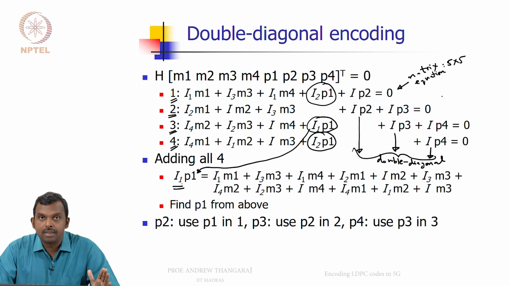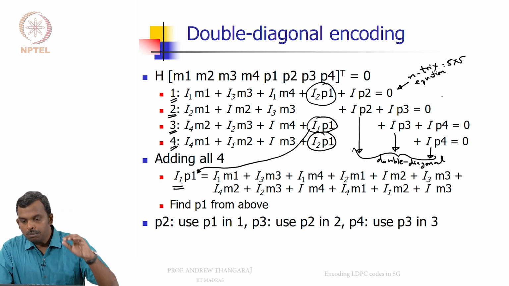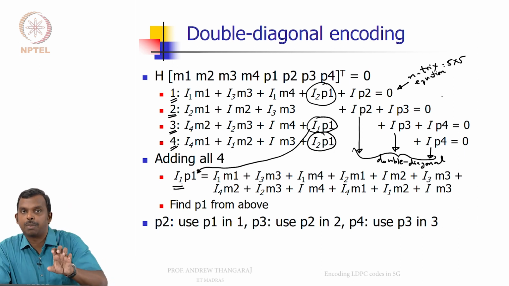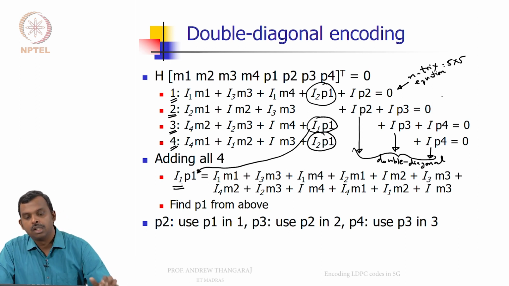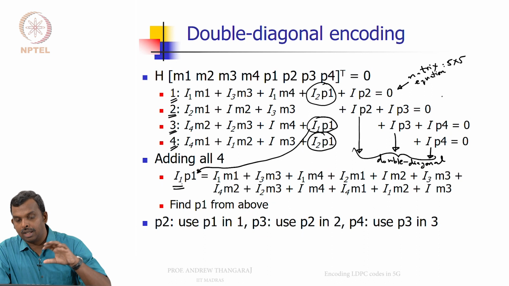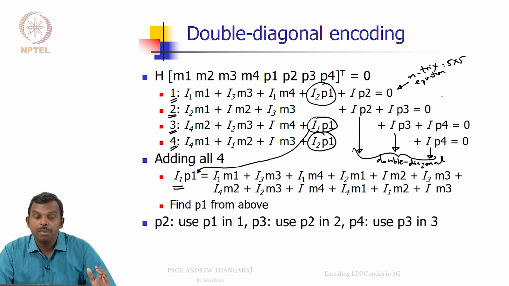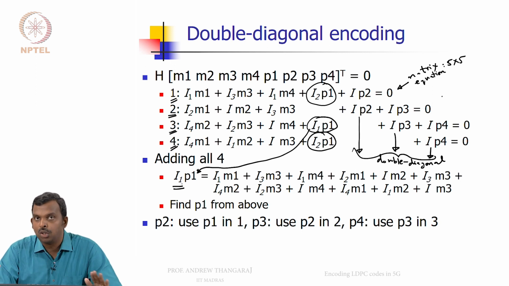So the basic trick is the double diagonal structure is structured such that when you add all the 4 equations, everything cancels except for the first parity block P1. That is the secret to this double diagonal structure. You stare at it for a while, and it's been done so that when you add up the first 4 block rows, only P1 remains, and you can find P1. Once you find P1, you are done, right?